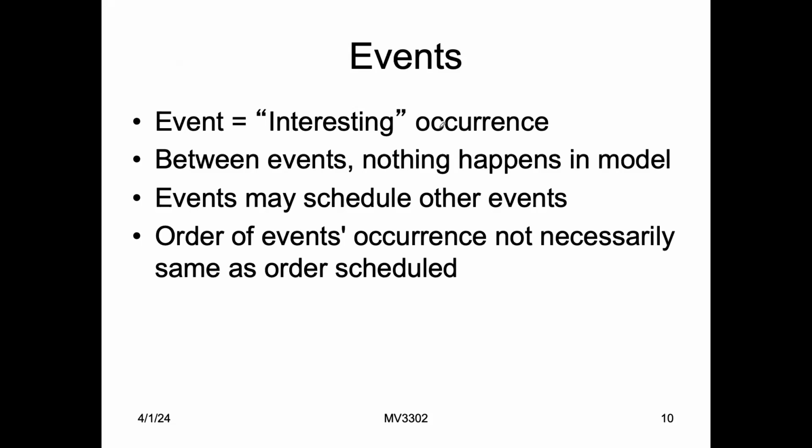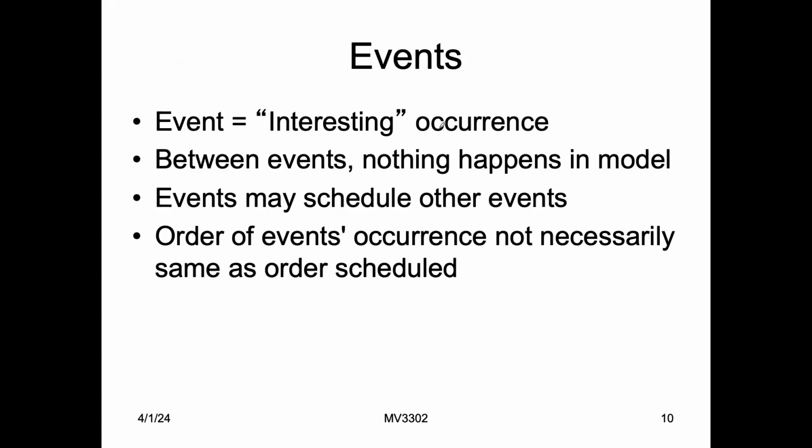Now, when we start modeling, these events can schedule other events. So that's the other thing on top. Events consist of two pieces. One piece is the state transition. And when we're defining the model, when we're defining an event, we define what that state transition is. We'll see an example soon. And the second piece is that it schedules other events.